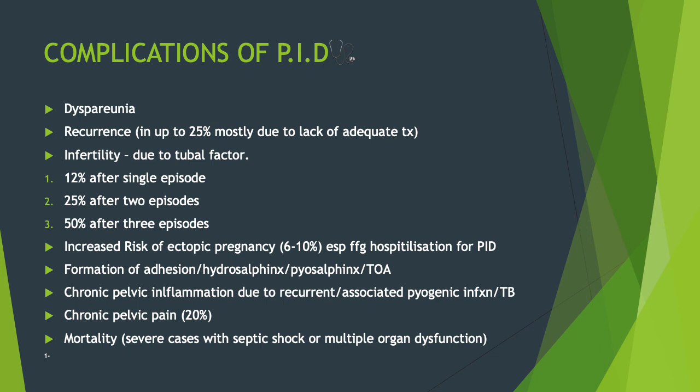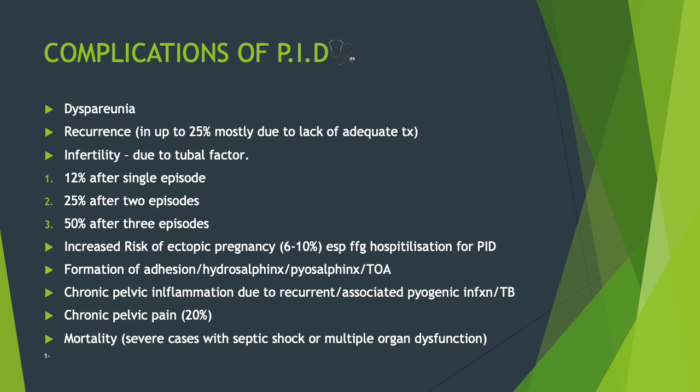After 1 episode of PID, the ratio of ectopic pregnancy to intrauterine pregnancy is 1 in 15. After 2 episodes, it's 1 in 6. And after 3 episodes of PID, it's 1 in 3. This is quite a high statistic. Always advise patients about these complications.